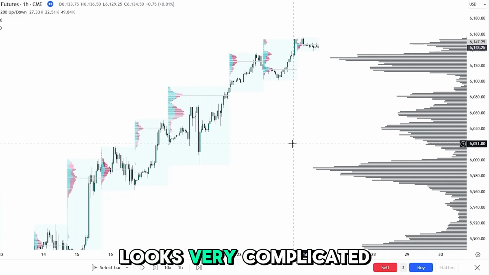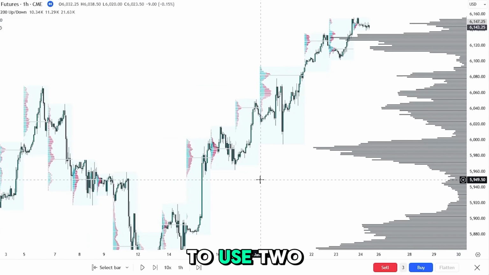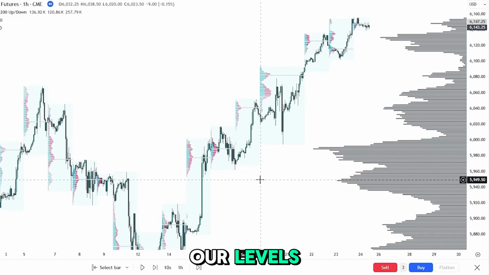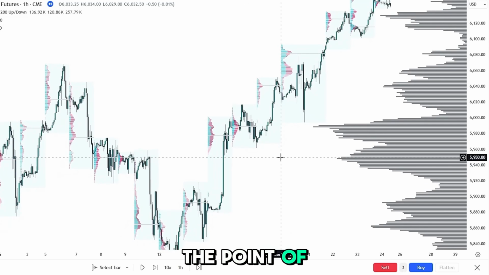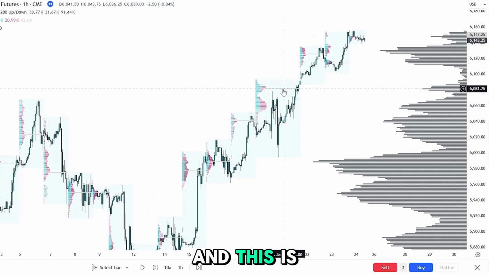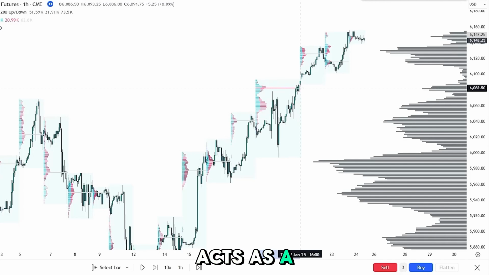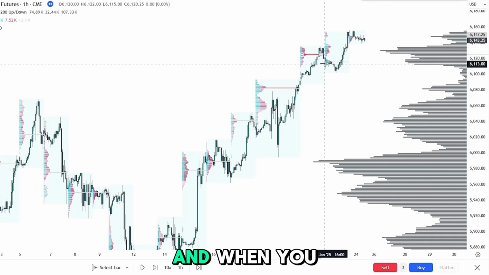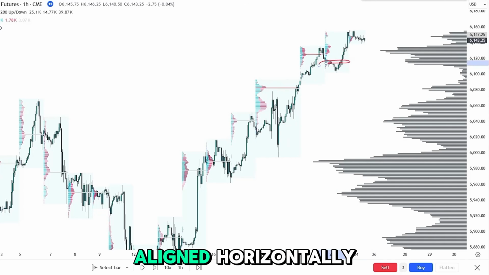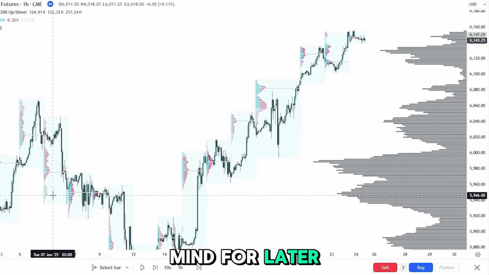So this obviously looks very complicated and confusing, but don't worry. We only need to use two key components here to get our levels. The first is the point of control, also known as the POC. And this is the level with the highest traded volume for that session, and it usually acts as a sort of price magnet. And when you get multiple POCs aligned horizontally, it usually means that price level is very important. Keep this in mind for later.